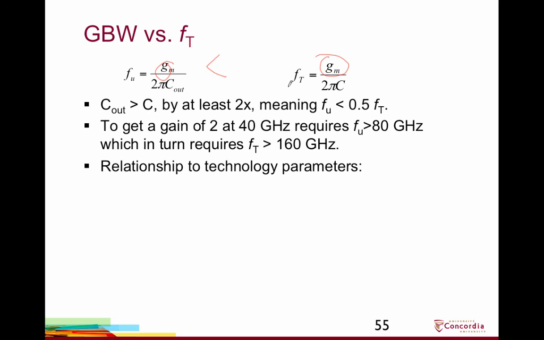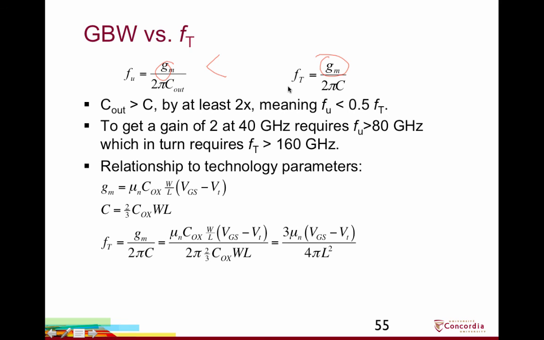We can also look at FT in terms of technology parameters. So for GM, we'll assume a square law model, and we'll write mu n Cox W over L times VGS minus VT. And for C, we'll just assume it's the gate source capacitance. If we substitute these two expressions in for FT, we can reduce it to this relationship. We have VGS minus VT in the numerator and L squared in the denominator.